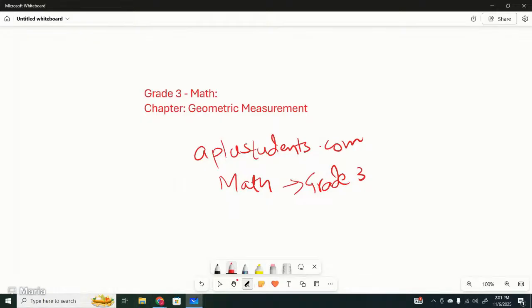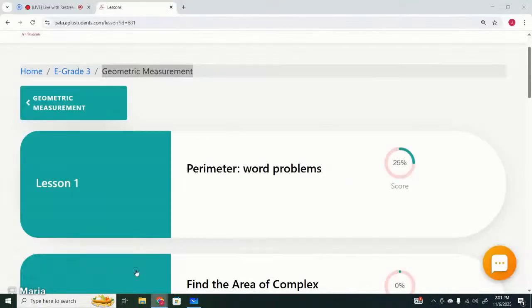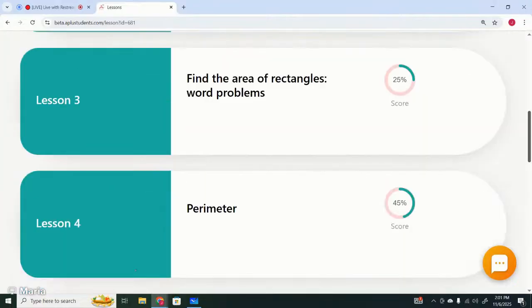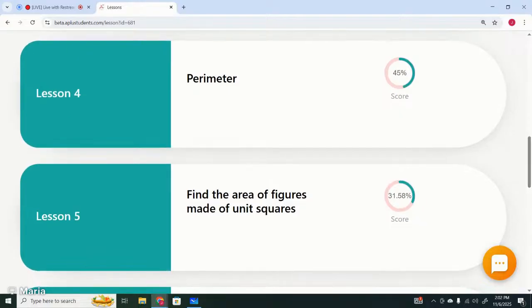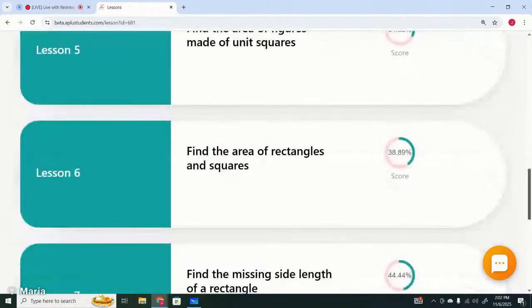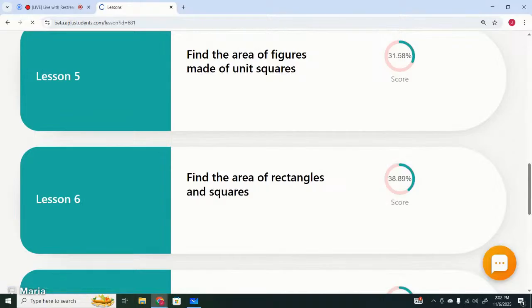We're going to start with the chapter geometric measurement. So please make sure you have your notebook and pencil so that you can note down the important examples and definitions as well. So here I have chapter geometric measurement. Let's just start with the lesson that is find the area of figures made of unit squares.